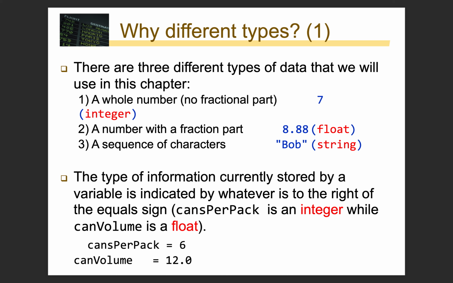Okay, so the type of information currently stored by a variable is indicated by whatever is to the right of the equal sign. So cans per pack, in the example at the bottom, has the value 6. That's a whole number, so the cans per pack is an integer. That's its type, while can volume is storing a float of 12.0. So can volume is a float. That's its type.